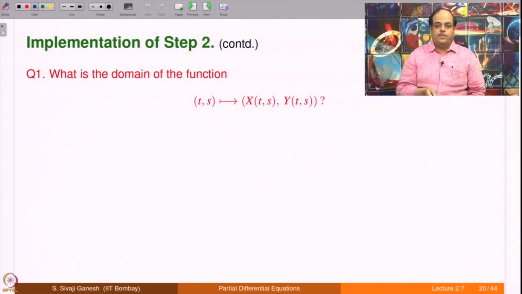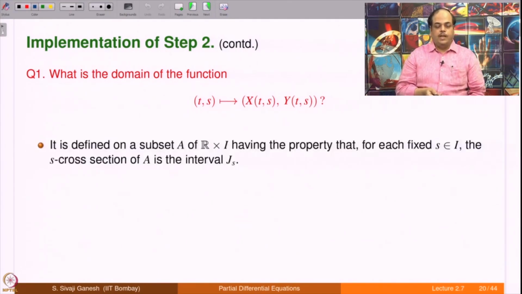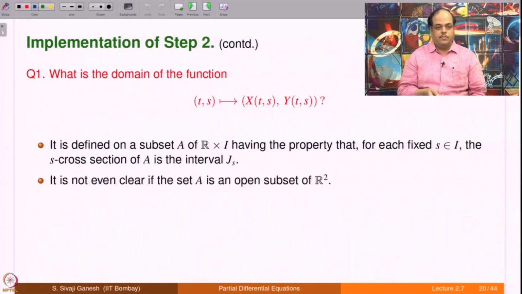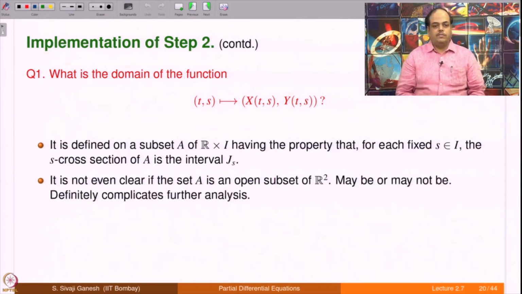Okay, what is the domain of this function? As we observed, for each fixed s, t varies in Js. So, it is going to be a subset of R cross I. For each fixed s, t varies in Js. Okay, that is all we can describe. It is not even clear whether the set is an open set, etc. But anyway, we will do away with answering these kinds of difficult questions. So, it complicates further analysis.